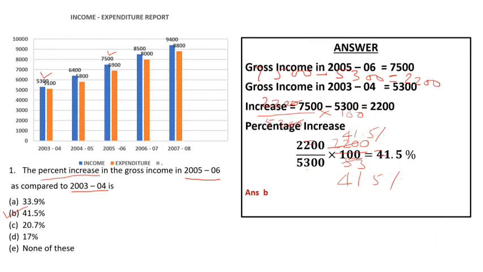Gross income in 2005-6 is 7,500. Gross income in 2003-4 is 5,300. Increase: 7,500 minus 5,300 is equal to 2,200. So percentage increase is 2,200 by 5,300 into 100. So we got 41.5 percentage. So the correct answer is answer B. Accordingly, you can mark the correct answer. So let us go to the next question.